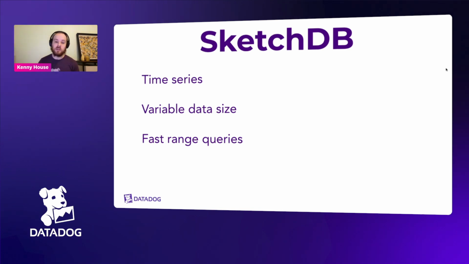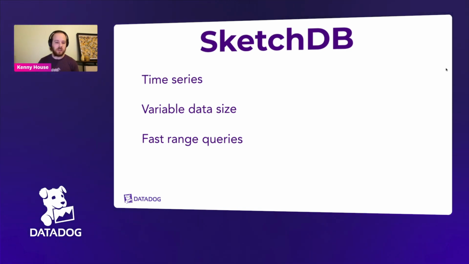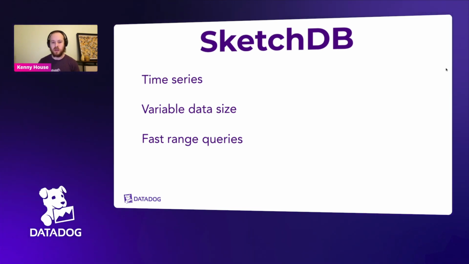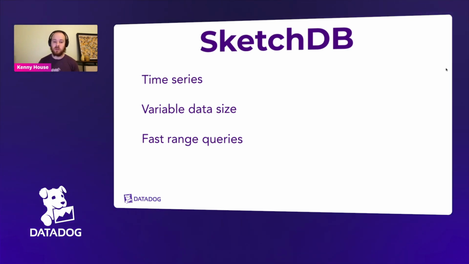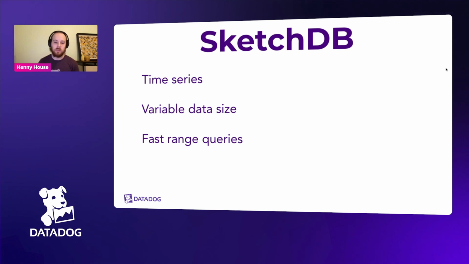A second consideration was that SketchDB was going to have a variable data size. So some type of data store that used, say, a fixed schema size that couldn't accommodate these varied data sizes was not going to be a good fit for SketchDB. And then lastly, from a read perspective, SketchDB needed something that could execute really fast range queries. So in general, SketchDB was going to be fielding queries that would cover a range of data that needed to be looked up and read. And so all of those factors combined led us to looking at RocksDB for SketchDB as well.